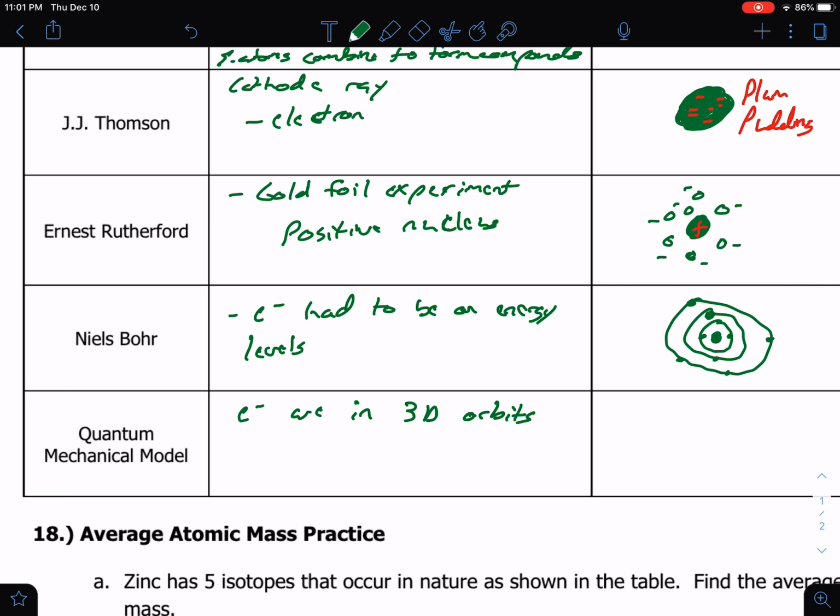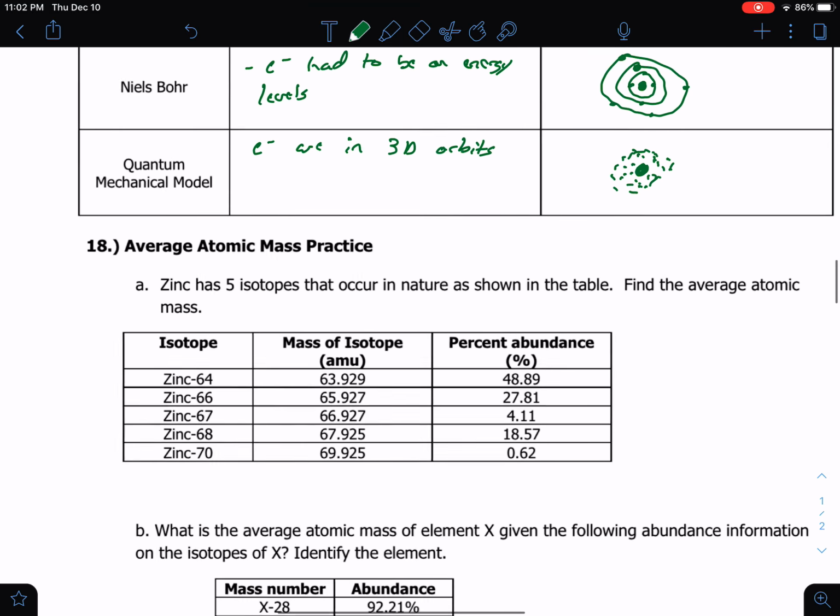So that means we still have our positive nucleus, but electrons create this cloud all around the nucleus. They're still on those energy levels, but they're not in perfect circular orbits. They move in three-dimensional shapes, and we can tell the probable location of the electrons. We don't know exactly where they would be, but we know the probability of where they would be.